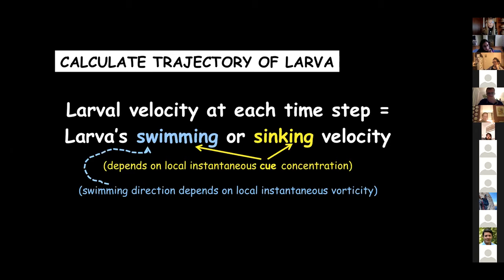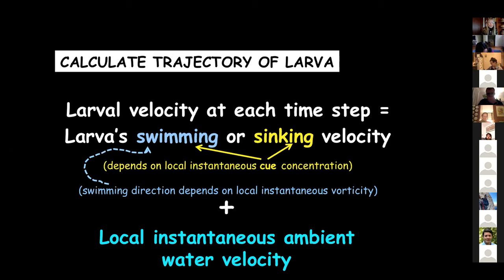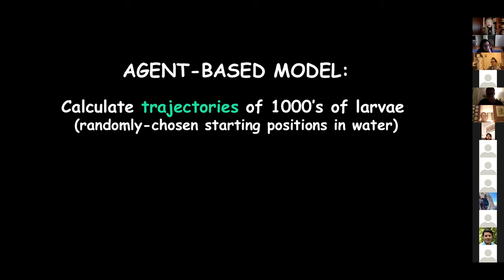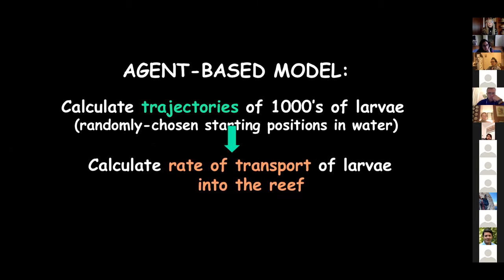So we figure out the larva's direction and speed. And then it's embedded in a chunk of water that's also moving. So we take the vector sum of both what the larva is doing and what the water is doing to determine where it is in the next step, and then we repeat. And so we can calculate the trajectories of thousands of larvae at randomly chosen starting positions in the water.